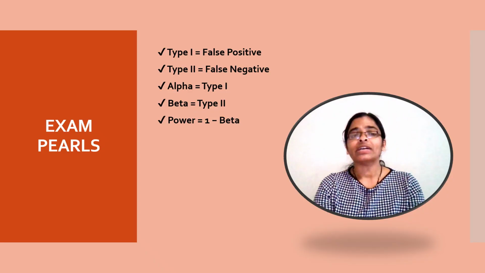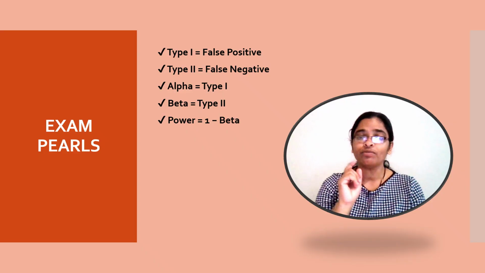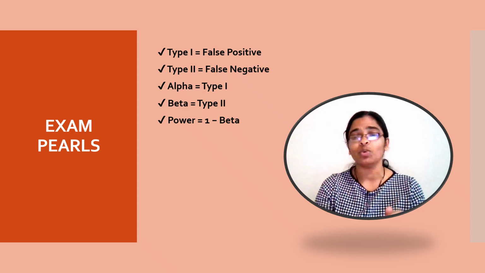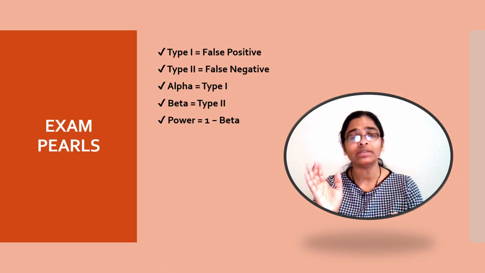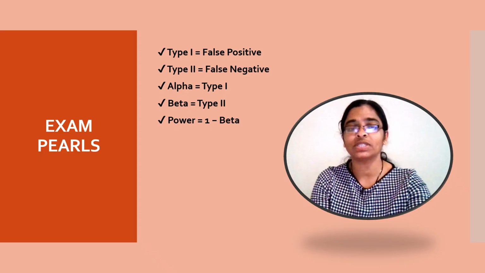Know these 5 facts for the exam. Type 1, false positive. Type 2, false negative. Alpha, type 1. Beta, type 2. Power is equal to 1 minus beta. If you know these, you will answer most of the MCQs correctly.